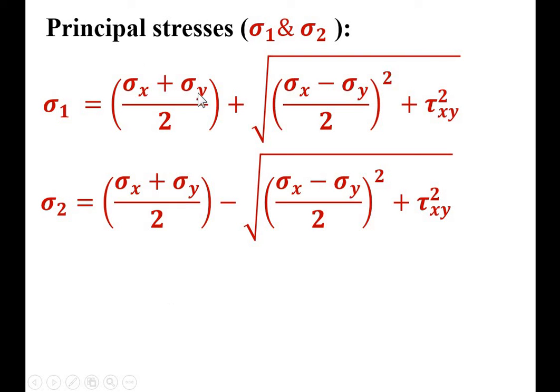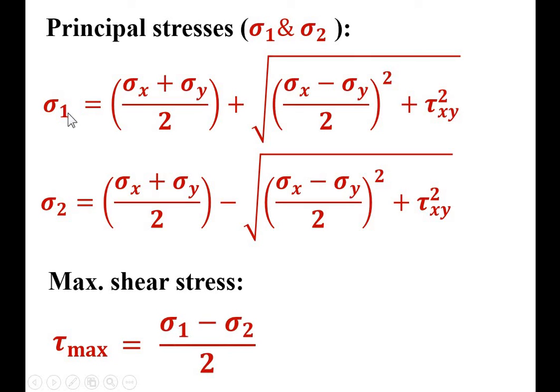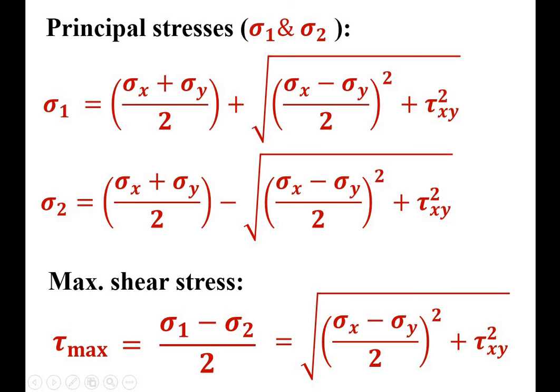And sigma x, sigma y are the stresses in x direction and y direction, and tau is the shear stress. And this tau max is the maximum shear stress in case of biaxial or triaxial stress. That is exactly equal to (sigma 1 minus sigma 2) by 2. So that you have to remember. Now let's start from the description of the problem.